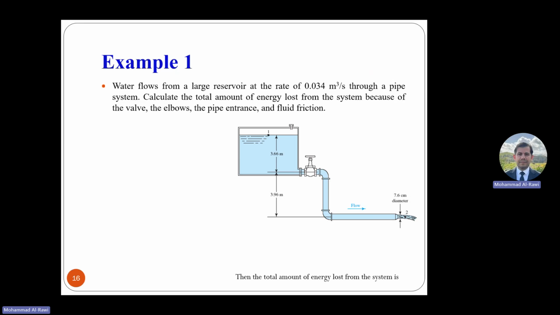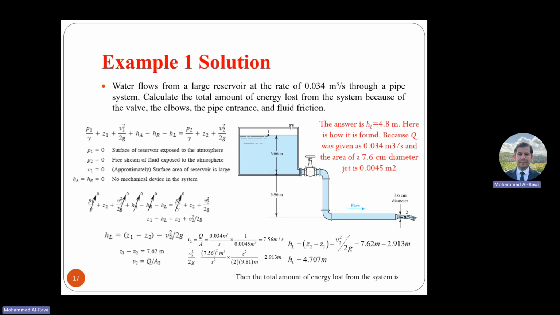And then we go on through the points. The elevation between point 1 and 2 is the addition of 3.66 plus 3.96. So that is the total elevation, or we could say delta Z, Z2 minus Z1. Right. Let's see how we can solve that.